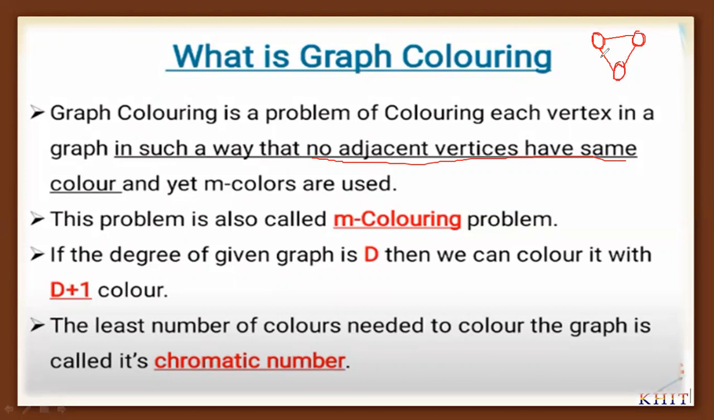So that means I need to color the given graph with three different colors, like red, green, and blue. When I can color the graph with red, green, and blue, the condition is satisfied: no adjacent vertices have the same color. In this way, I have colored the given graph.